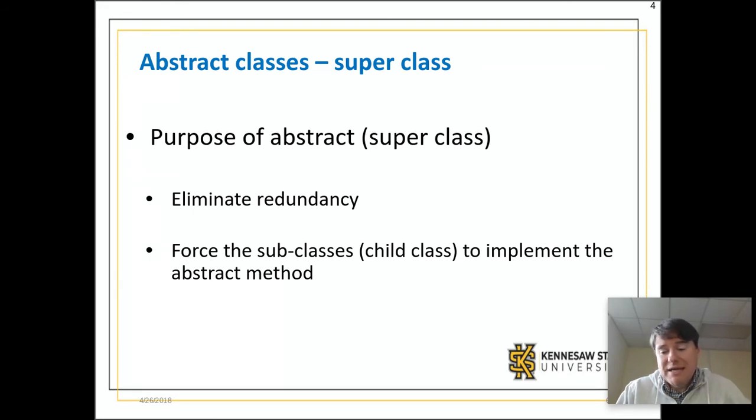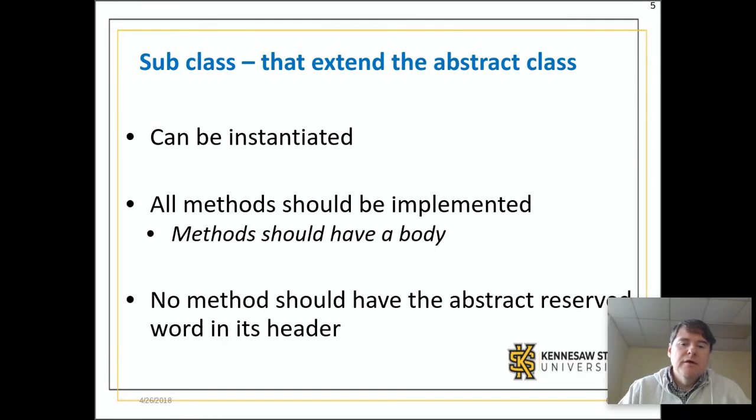So the main reason for doing an abstract class is to eliminate redundancy. You are putting all of the things that are true at the parent into the parent, but then you're forcing the children to override the things that are not true for them. Abstract classes cannot be instantiated. Subclasses, or concrete classes, which is what we are going to call a child of an abstract class that has all of its methods implemented, can be instantiated.